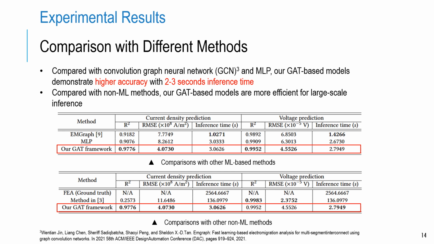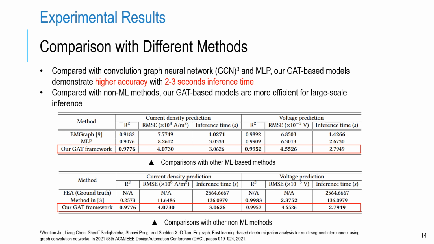In this section, we compare the prediction accuracy and inference time of our GAT-based models against other machine learning-based and non-machine learning-based methods. To evaluate the efficiency of our GAT architecture and proposed aggregation methods, we compare our models with EM graph, a graph convolutional network, and an MLP model. For both edge prediction and node prediction, our GAT-based models achieve the highest accuracy, demonstrating their effectiveness in handling complex graph structures and feature vectors.